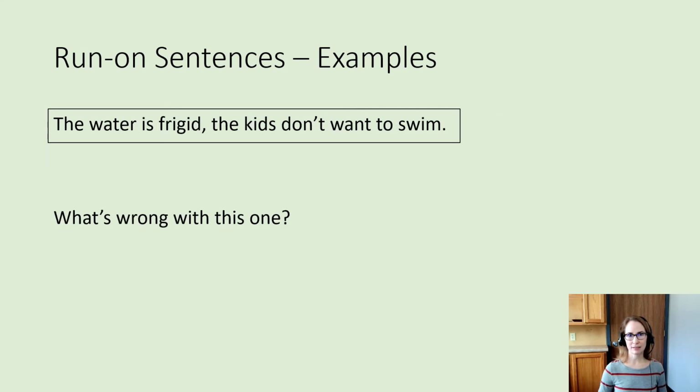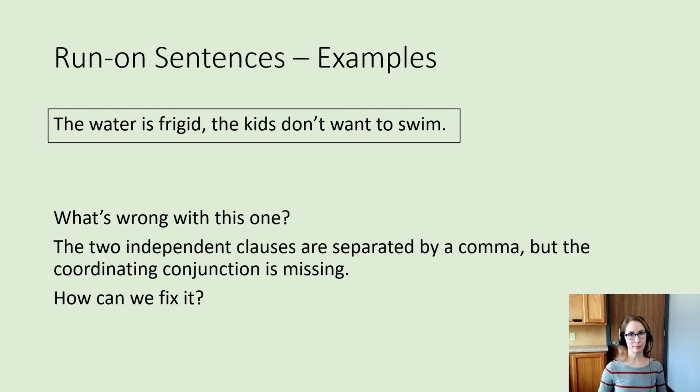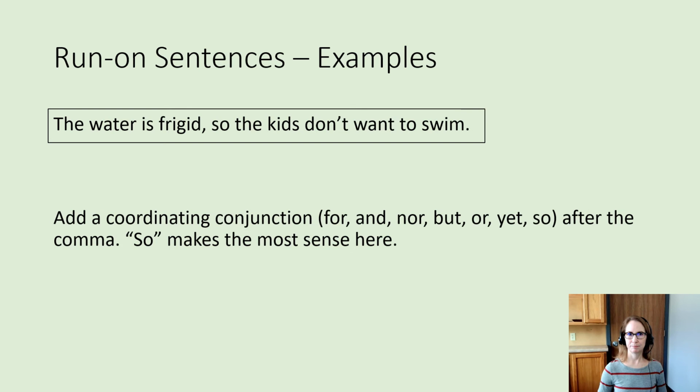So let's look at another example. The water is frigid. The kids don't want to swim. What's wrong with this one? This is actually a special type of run-on that we call a comma splice. So the two independent clauses are separated by a comma, but the coordinating conjunction is missing. So how do we fix that? Again, it's pretty simple. You just pick one of the coordinating conjunctions, remember your fanboys, and put it after the comma. And in this case, I think so makes the most sense. The water is frigid, so the kids don't want to swim.